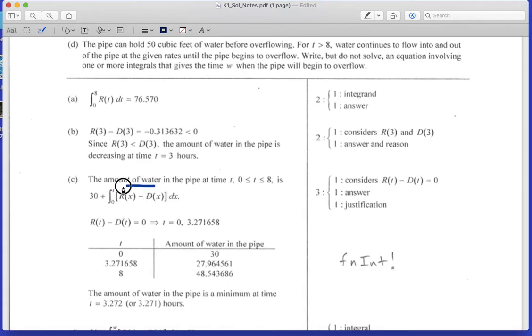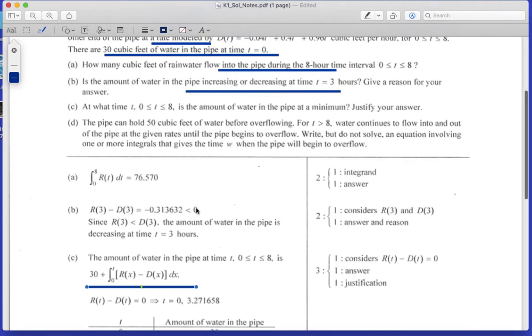Okay, so the big takeaway here is that the integral of a rate is the change in water in the pipe, the change in the amount. Well, how do we find the amount of water when we know the change? Well, there's the starting amount, that 30. So beginning amount plus the amount that it has changed gives you the amount at time t. So this is the function we're dealing with. This is the function we need to maximize.